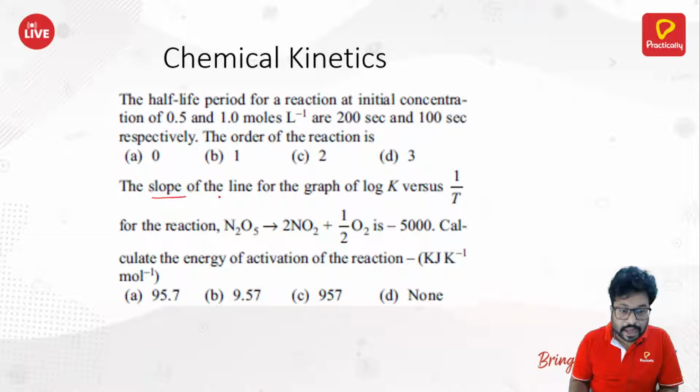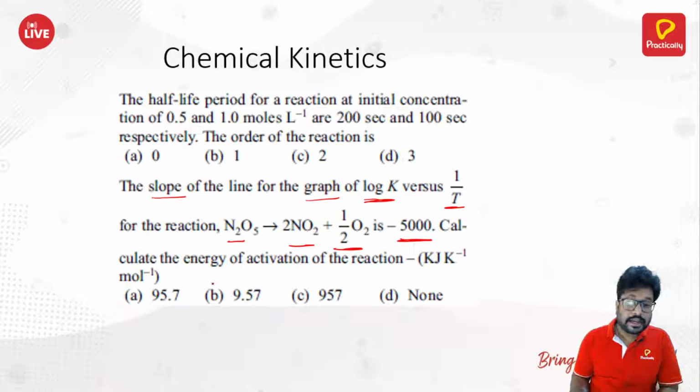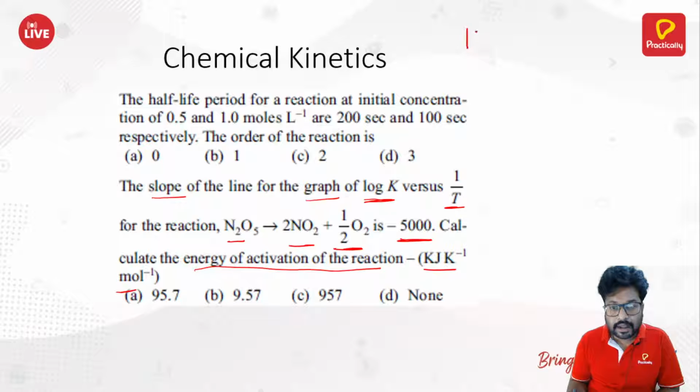The slope of the line for the graph of log of K versus 1 by T for the reaction N2O5 gives 2NO2 plus half O2 is minus 5000. Calculate the energy of activation for the reaction in kilojoule per mole. Now you might know the formula: K is equal to A e raised to minus Ea by RT, right?